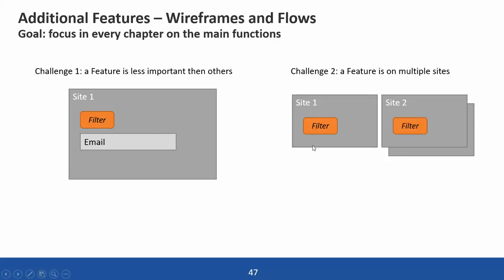And also another challenge is perhaps you have one element that is in site 1, site 2, site 3, site 4. So you don't want to go into every element and every description and write 10 or 20 times the same functionality. So what you're doing in the solution is easy. You only name it and link to a description later.